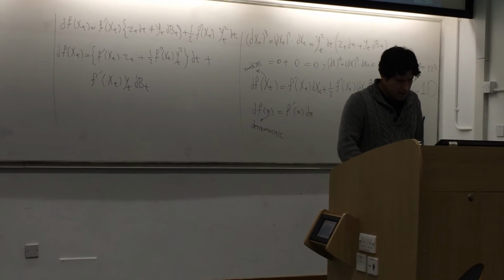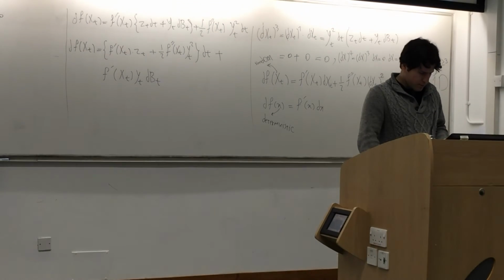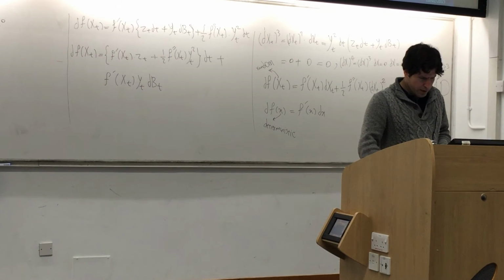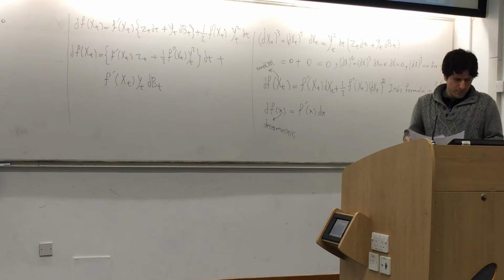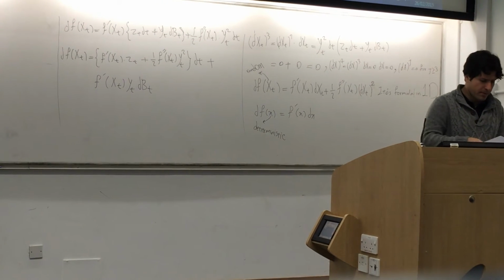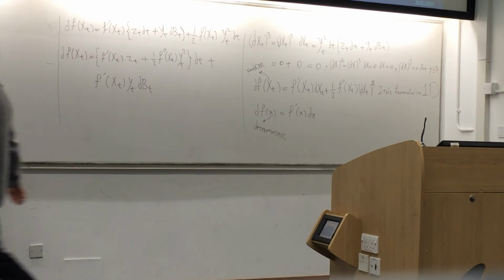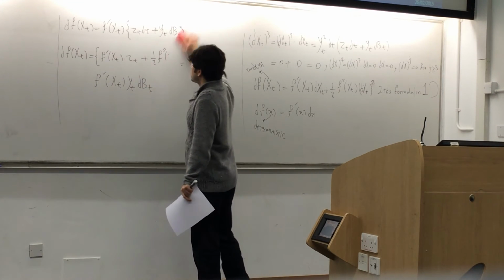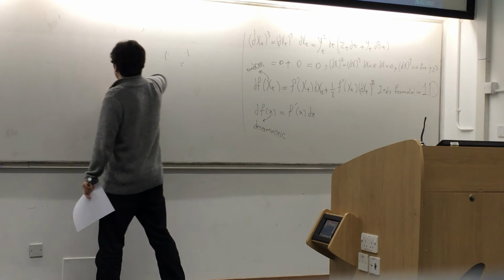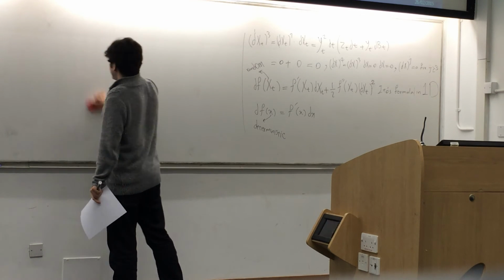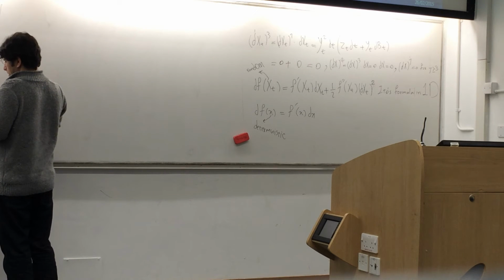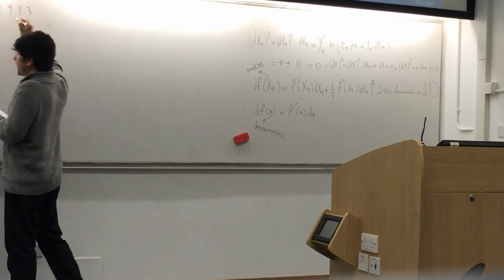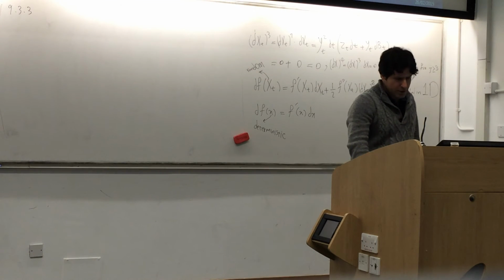Okay, now we solve one more example related to geometric Brownian motion. This is section 9.3.3. In this section, you have some examples that you can try by yourself.